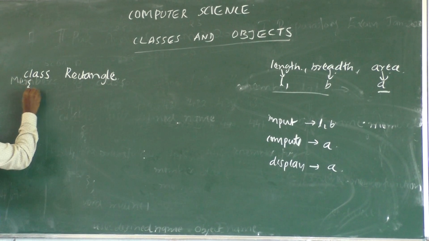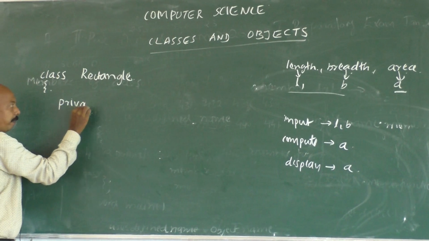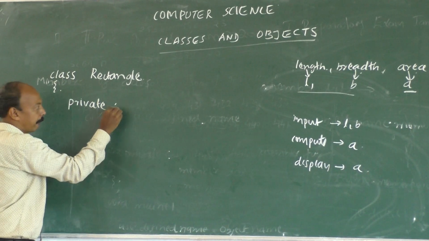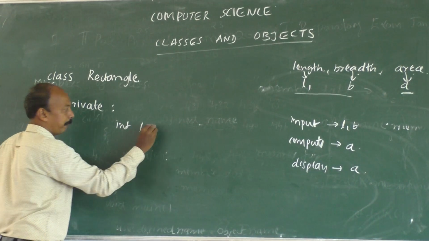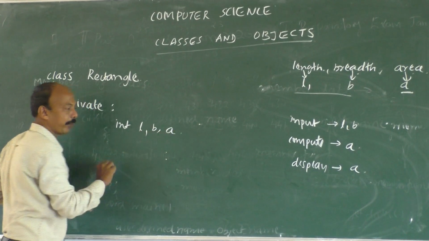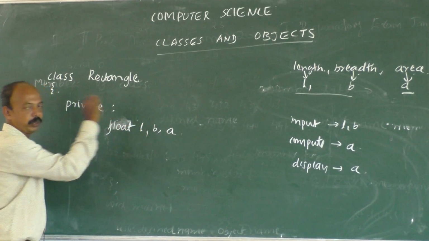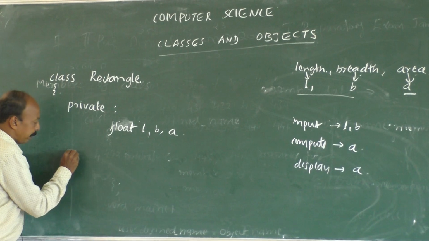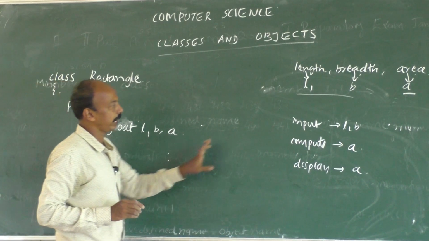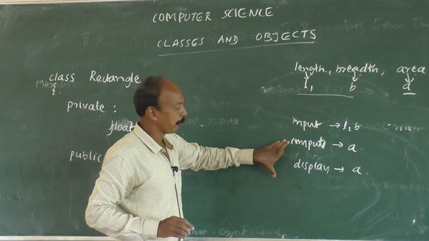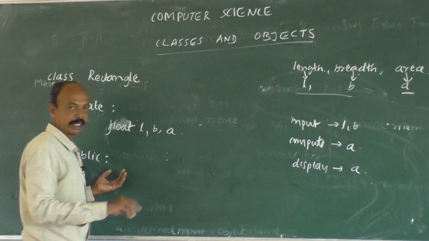Open the bracket. Define the access specifiers. Private. Which are the values? Int length, breadth, and area. We can take it as float also, for the real values. Then coming to the second one, public. Which are the functions that we are going to have? Input, compute, and display. We can write the functions inside the class, or we can write it outside the class.